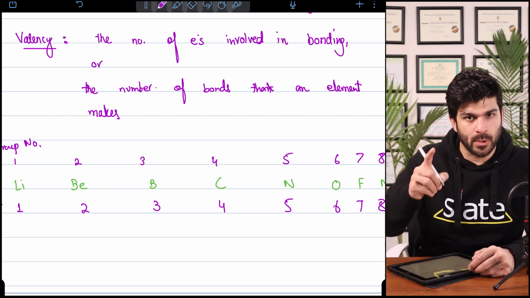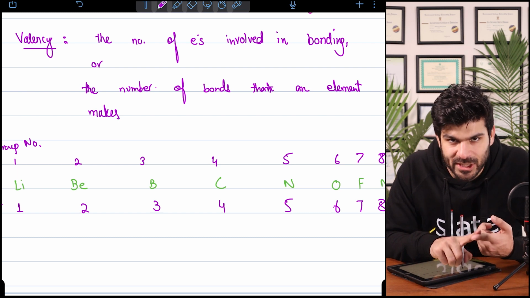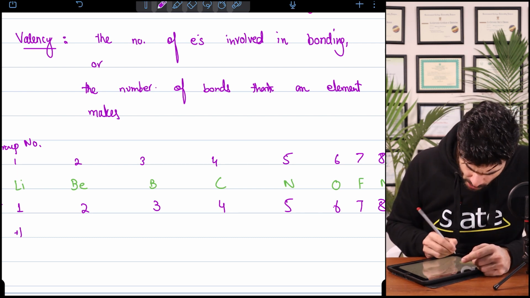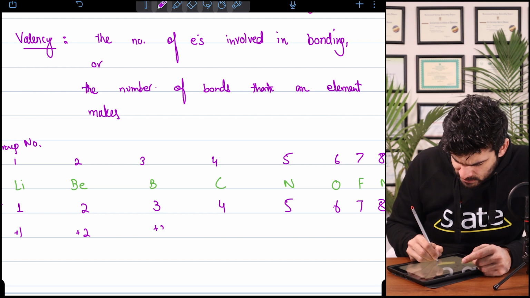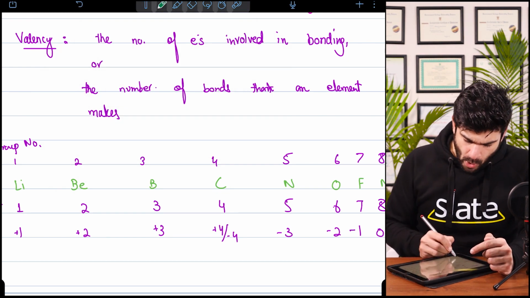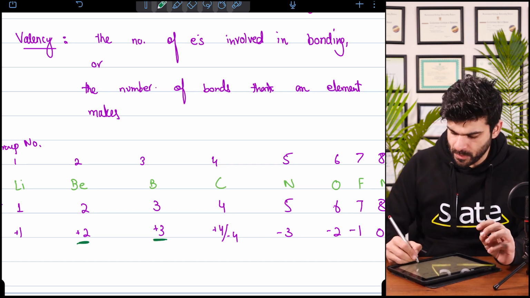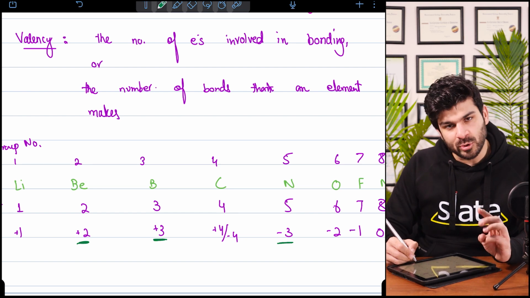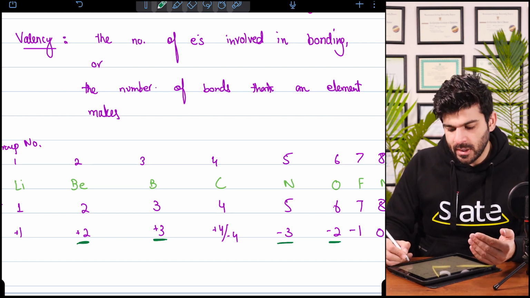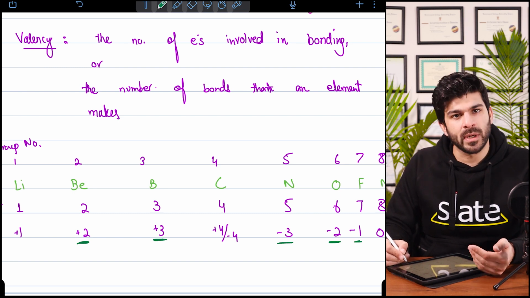What are the charges like? We talked about that in the ionic bonding lecture. So charges are +1, +2, +3. It has got 1 because it is losing 1 electron. This is losing 2. This is losing 3. Group 5 is gaining 3 electrons. 6 is gaining 2 electrons. 7 is gaining 1 electron.